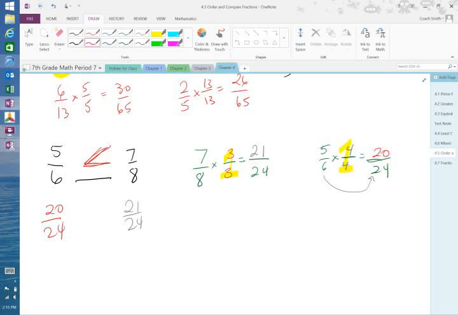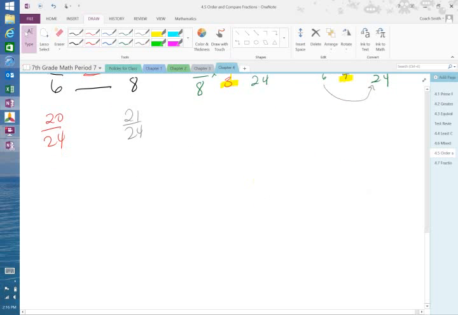Okay? I want you to try this one on your own. 11 over 15 and 2 over 3. First thing to do is find the common denominator and then make equivalent fractions with the new common denominator.